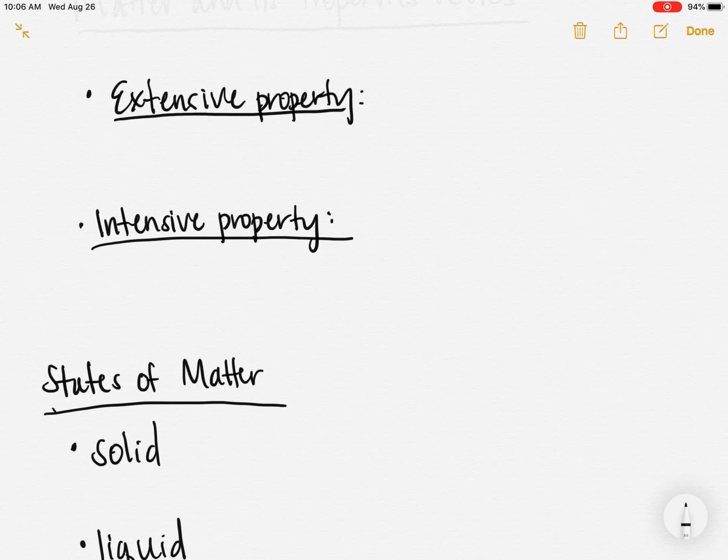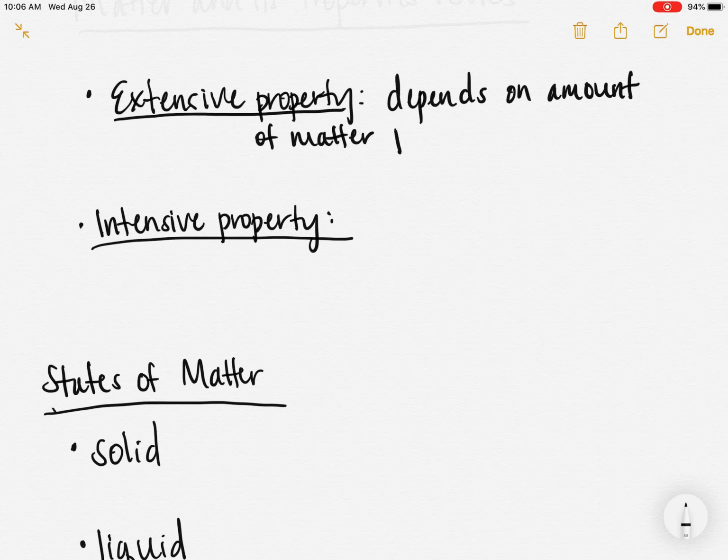So an extensive property of matter depends on the amount of matter that is present. Okay, so an extensive property is a property that depends on how much matter there is. An example would be mass or weight, right? It's going to depend on how much matter there is based on the weight of something or the mass.